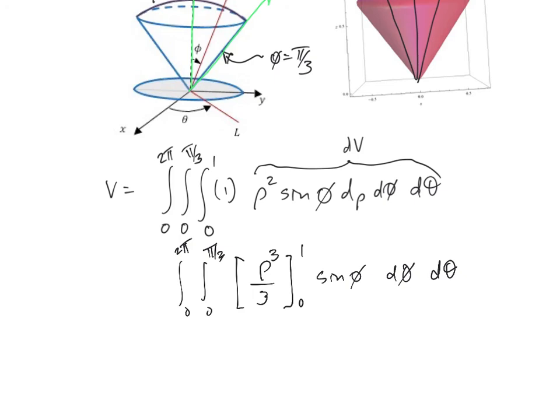Okay, so I did the inner integral, integrating with respect to rho. Everything else is constant, so sine phi is a constant. Now, obviously, rho cubed over 3 from 0 to 1 is just equal to 1/3. So now I'm left with the integral of sine phi, with the 1/3. Don't forget the 1/3. Theta from 0 to 2 pi. And the integral of sine phi would be negative cos phi, where phi goes from 0 to pi by 3, d theta.